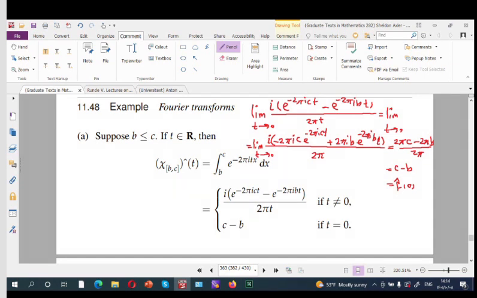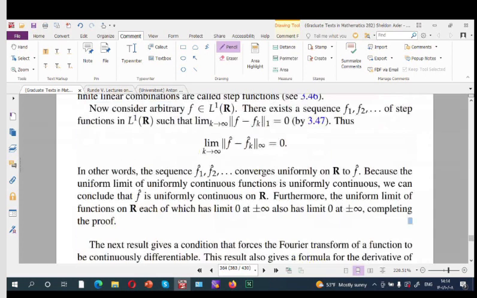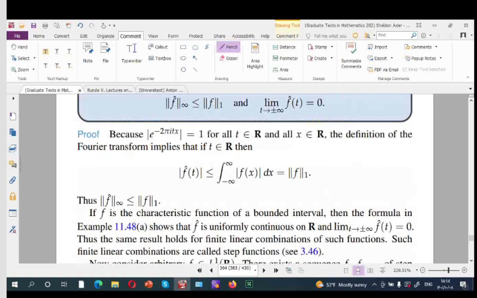And it is trivial that the limit of this at infinity equals 0, so we see that by this example, if f equals this characteristic function, f hat is uniformly continuous and this limit equals 0. Thus the same result holds for finite linear combinations of such functions.